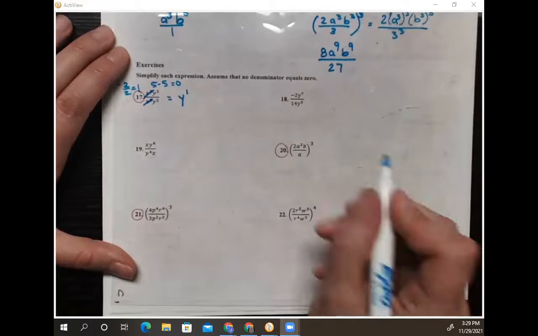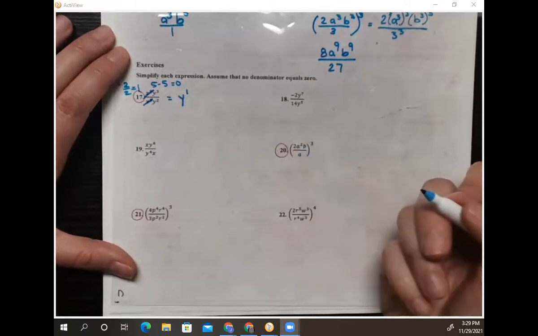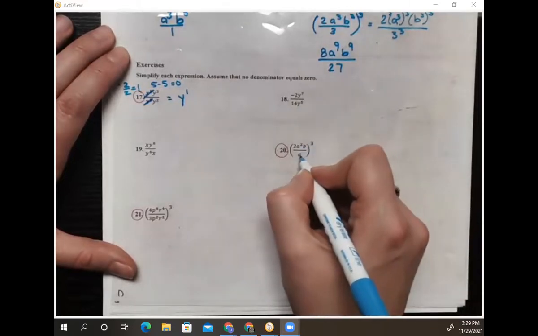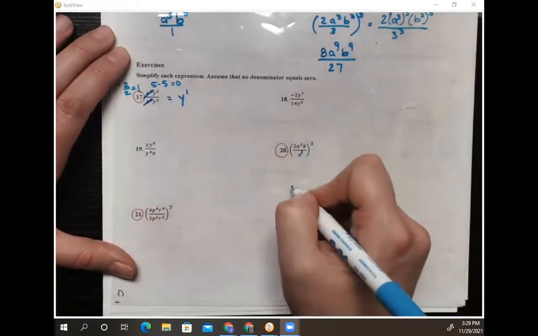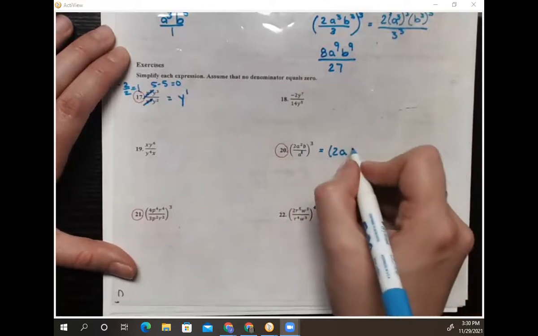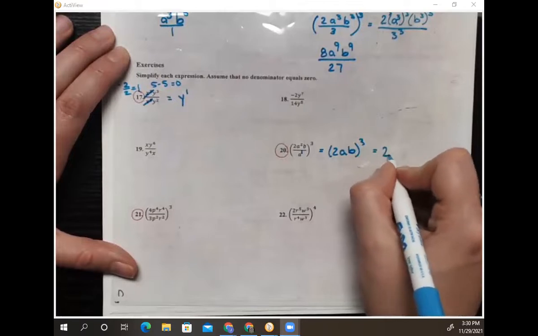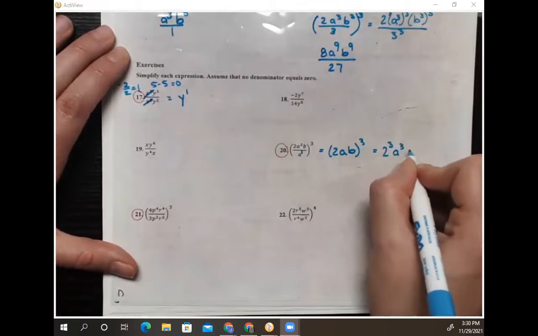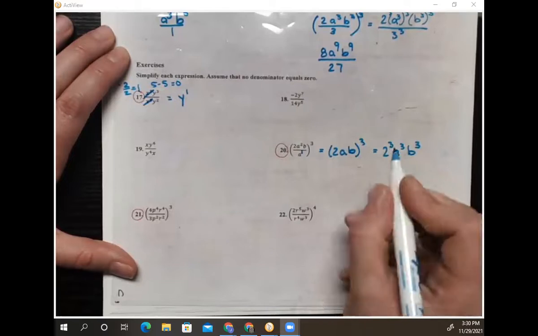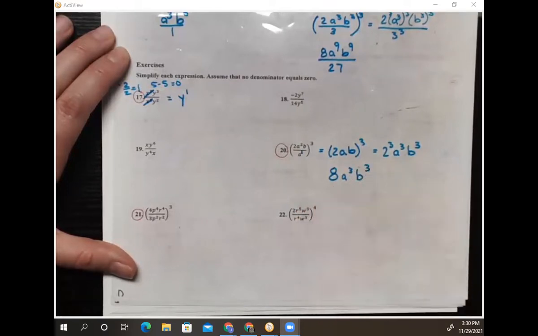For number 20, I've got some division to a power. Again, I'm going to start by reducing what I can inside of the division. So I've got a on top and a on bottom. 2 minus 1 would be 1. So this would be 2a, or a to the 1st if you'd rather, b, all cubed. So that gives me 2 cubed, a cubed, b cubed. One more step to simplify. 2 cubed is 8, so I have 8a cubed b cubed.